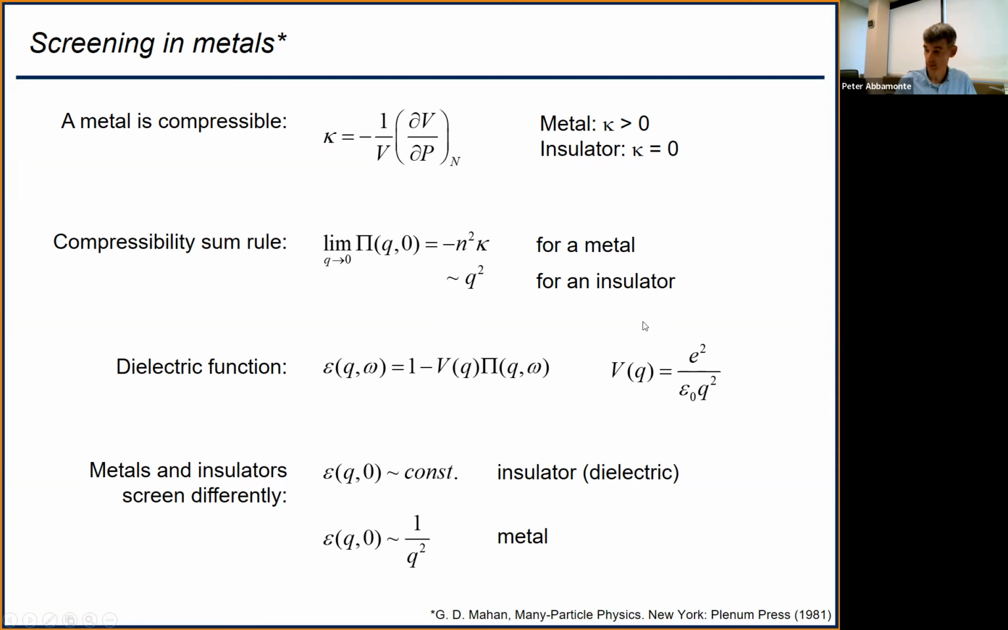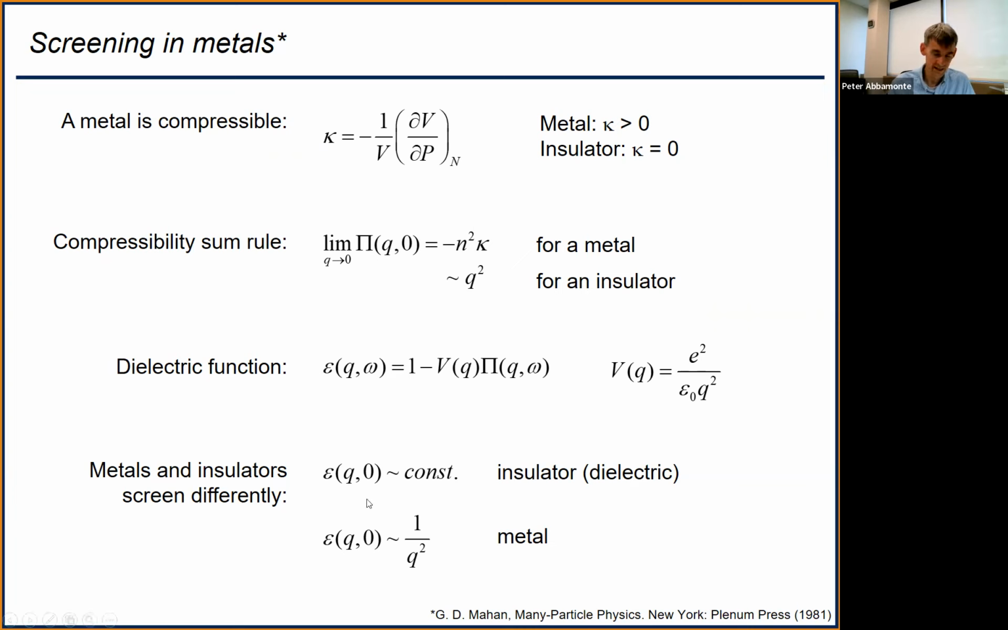It simply implies that the way a system responds to pressure is related to the way it responds to external fields and densities and so on. Okay, so what does this have to do with screening? The dielectric function of a material is related to this polarizability by epsilon equals 1 minus V pi. V is just the Coulomb interaction, e squared over q squared. And if you simply take these two traits and ask what that means for epsilon, it means that in an insulator, in the limit of small q, epsilon is a constant. So that's called dielectric screening.